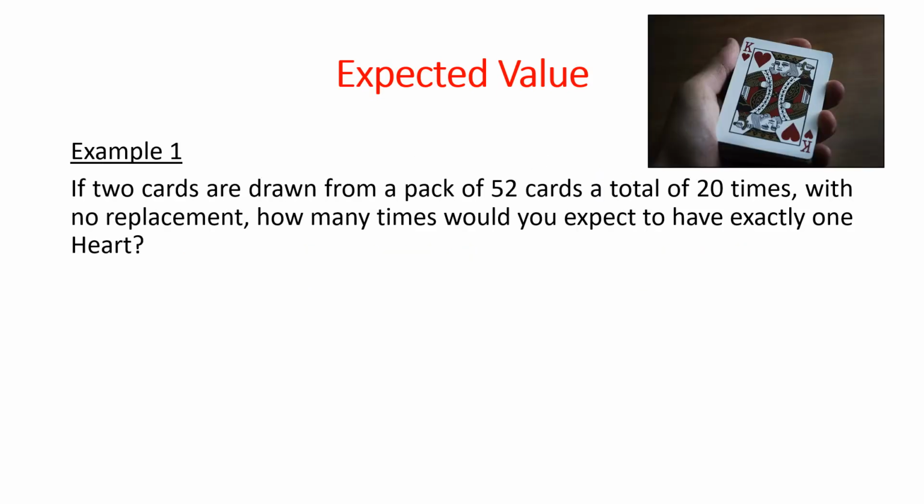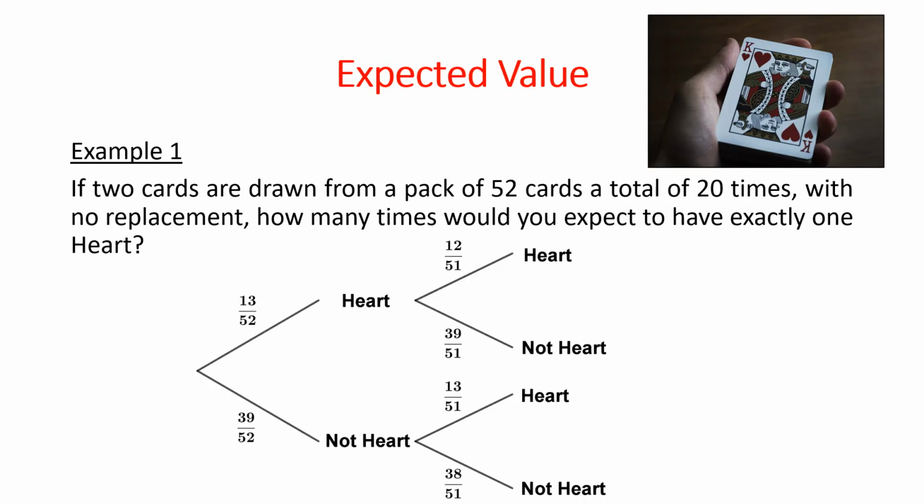All right, let's look at two examples. Example 1. If 2 cards are drawn from a pack of 52 cards a total of 20 times with no replacement, how many times would you expect to have exactly 1 heart? Now, we set up this probability tree a few videos ago, so make sure you're familiar with how to set up probability trees.